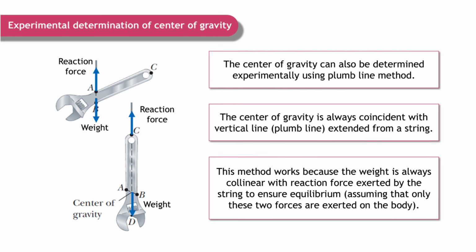Besides calculation, the center of gravity can also be determined experimentally using the plumb line method. When an object is suspended freely, its weight and the tension in the string act along the same vertical line. Therefore, the center of gravity must lie on this line. By suspending the object from different points, the intersection of the vertical lines gives the location of the center of gravity.